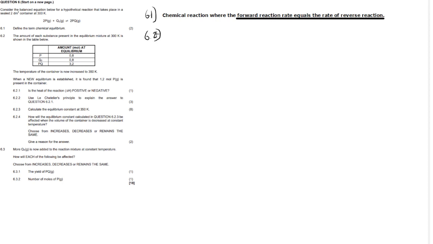6.2.1, the amount of each substance present in the equilibrium mixture at 300 Kelvin is shown in the table below. The amount of mole at equilibrium of P is 0.8, Q2 is 0.8, and PQ is 3.2. Now the temperature of the container is increased to 350 Kelvin. When a new equilibrium is reached, it is found that 1.2 mole of P is present in the container. So when the temperature is increased, the moles of the reactants increased. That's going to be important for us.